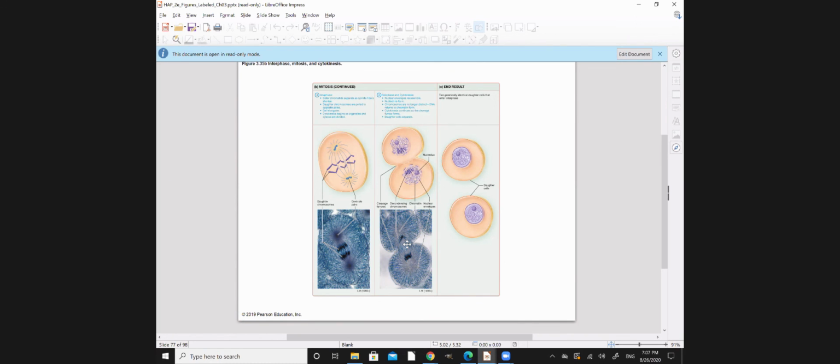And when everything is done, we have two brand new daughter cells which are going through the interphase again and accumulate the material. And when they are ready to divide, they will go through mitosis again and again as needed.